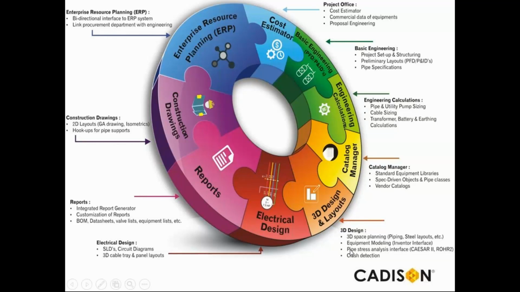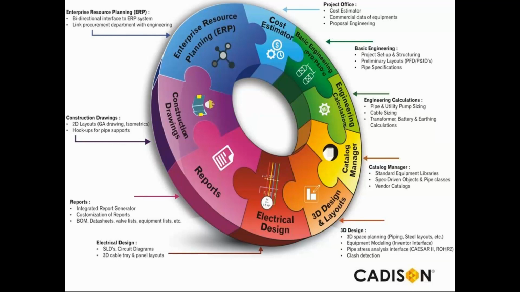Going further is our 3D design module called CADISON 3D Designer. CADISON 3D Designer is predominantly used for the space planning of piping layouts. This is a single module that is used for creating equipment, pipelines, supports, and basic steel. This module has interfaces to many other software, for example Caesar 2 and RAW 2 for piping stress analysis. There is also a Navisworks Manage Export in the 3D Designer for the walkthrough of their plant.